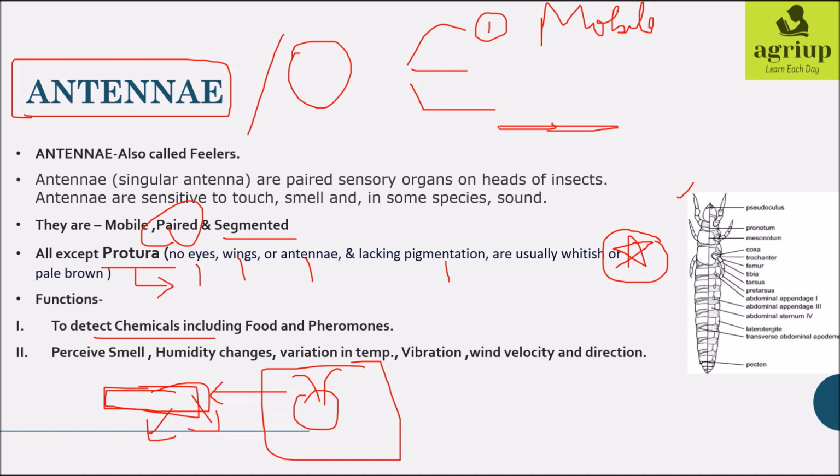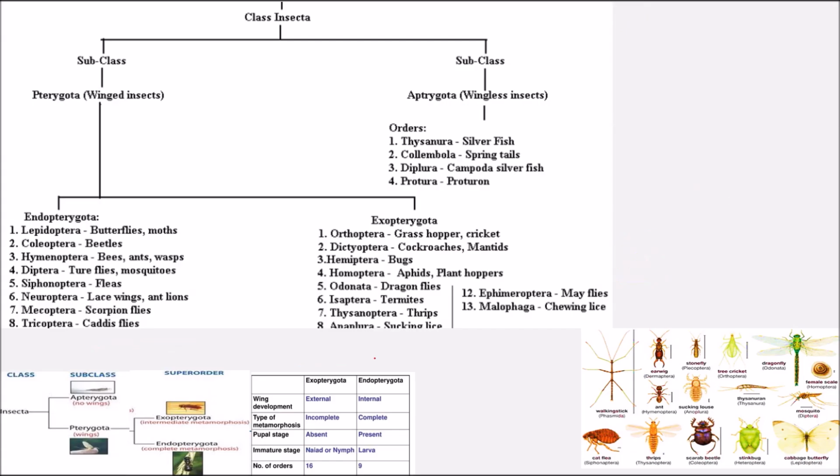Second, the antenna is able to perceive smell, any change in the temperature, any change in the humidity, any vibration, velocity change, or any wind direction change. These kinds of changes can also be perceived very easily by the antenna. So they are an important sensory organ for an insect.